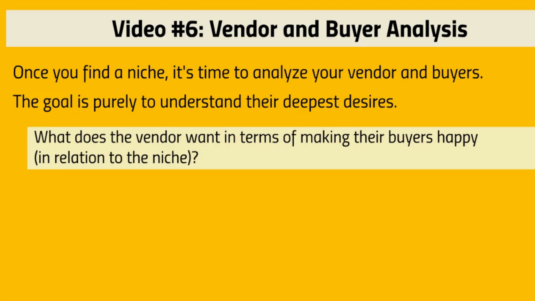So the first question is, what does the vendor want in terms of why and what they want to do, and how they want to do it, as far as making their buyers happy. In other words, when a vendor sees something, they either think, well, this is something that my buyers definitely don't want, or this is something that my buyers really, really want, and I want to make a deal with another vendor and make a special deal for my buyers.